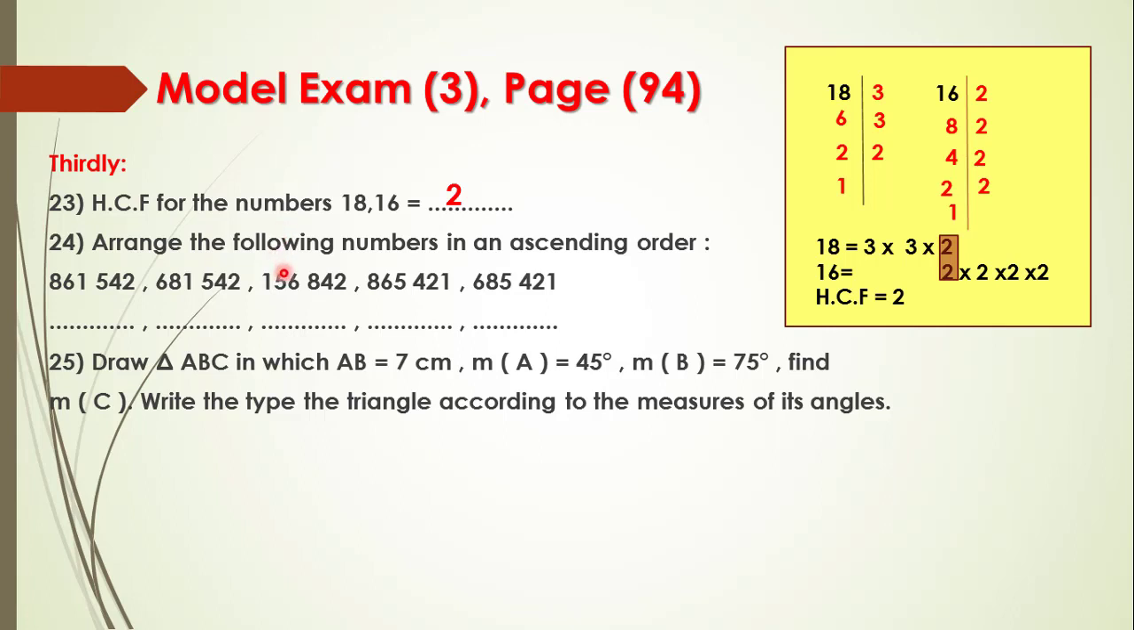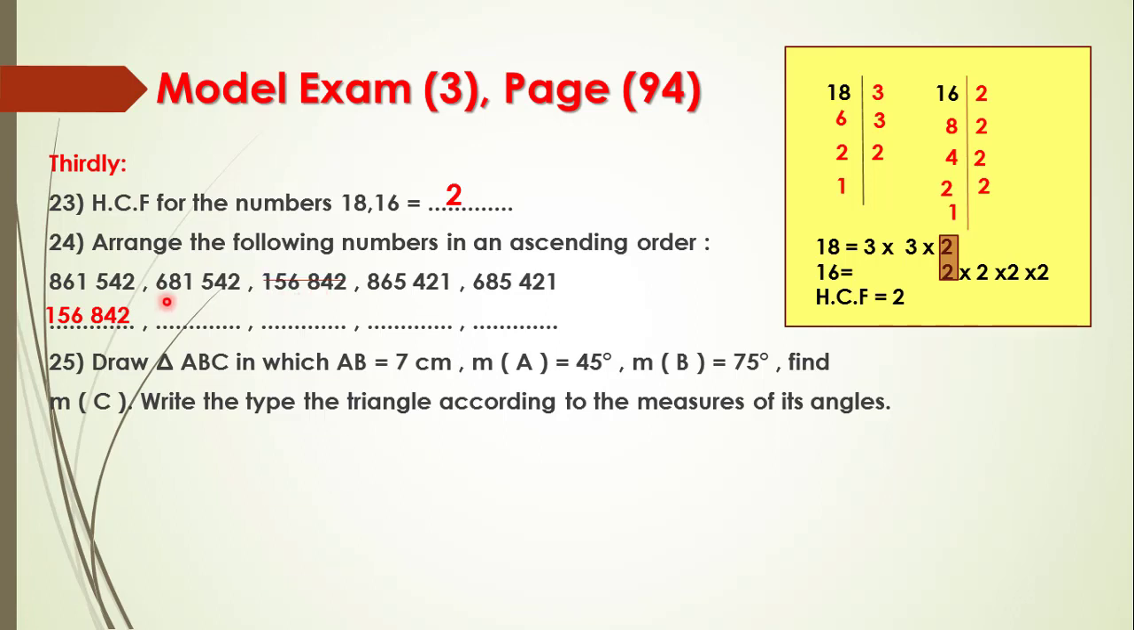Number 24. Arrange the following numbers in ascending order. Ascending means start from the smallest one. Here all numbers consist of 6 digits. The first step is to count the digits of each number. So I look at the first digit on the left. The smallest one is 1, so I take 156,842. This is the first one.